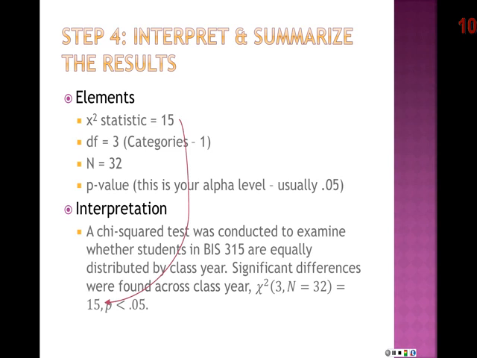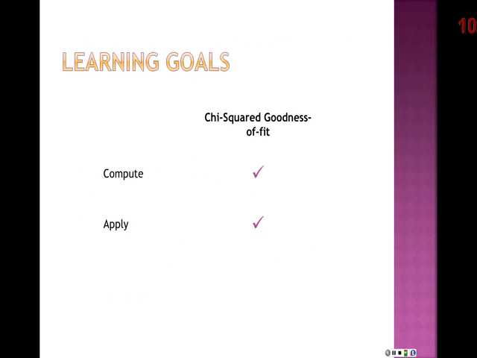And so what we have here is our chi-squared statistic, we have our degrees of freedom, we have our sample size, our n, and we have our p-value. So these are all of the elements you're going to need to put into an interpretation of a goodness of fit chi-squared test. So now understanding this, you should be able to compute a goodness of fit chi-squared statistic if you're given a frequency table, and you should be able to understand how to apply a chi-squared statistic.